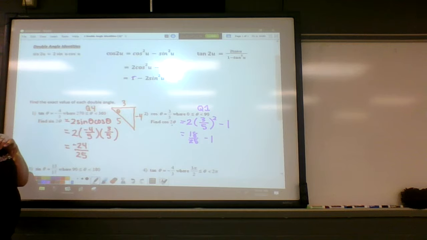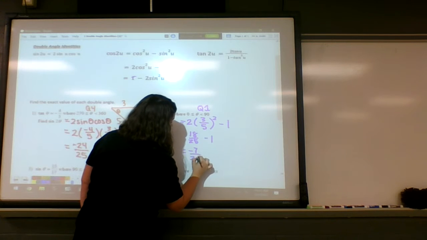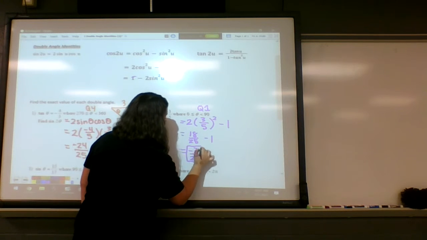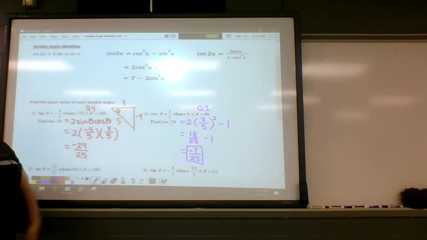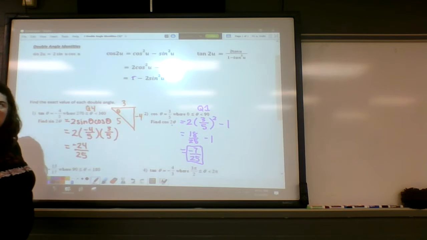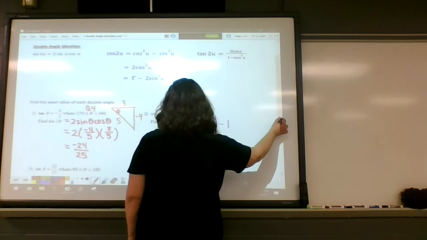And so 18 minus 25 is? Negative 7/25. So the value of the cosine of 2 theta, whatever that angle was, double the angle is negative 7/25. All right, how are we doing so far? Yes, no, maybe? Yeah? Doing all right? See what I mean by this wasn't too bad, right? Not too bad. All right.